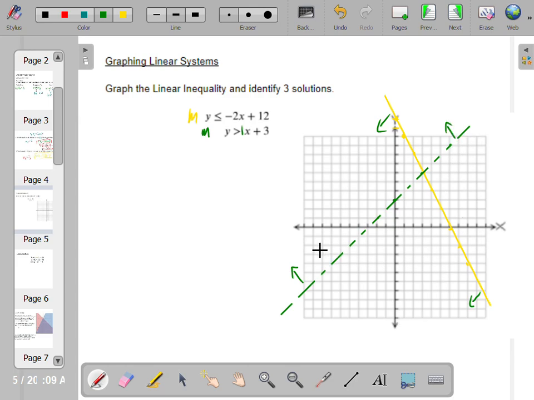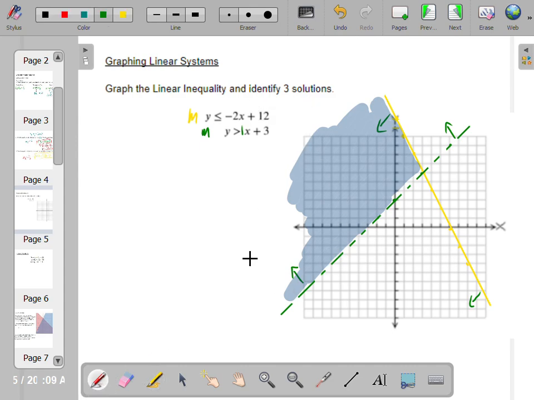What I'm really concerned about in this problem is the overlap. That's the solution set. So the overlap, you can see, is above the green line and to the left of the yellow line. This is the set of solutions to this system of inequalities.